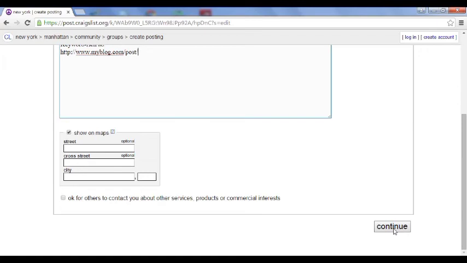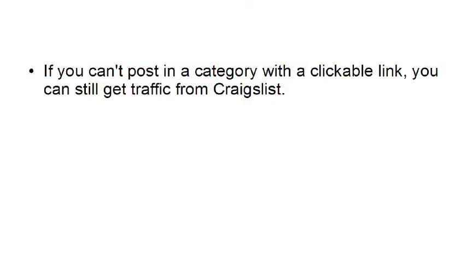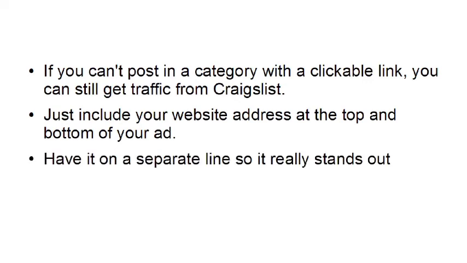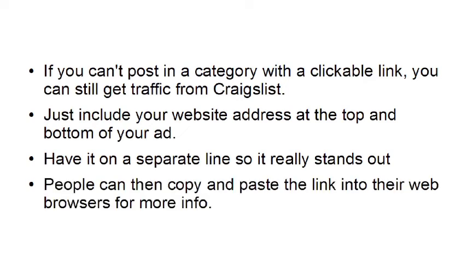Now this does vary depending on where you are in the world. In some countries they will call you on the phone and it has to be a local number. In other countries they'll send you an email and you just have to click on the clickable link. Now if you can't post in a category with a clickable link, you can still get traffic from Craigslist. What you need to do is just include your website address at the top and bottom of your ad. And you want to have it on a separate line so that it really stands out. And people can then copy and paste the link into their web browsers if they want more information.